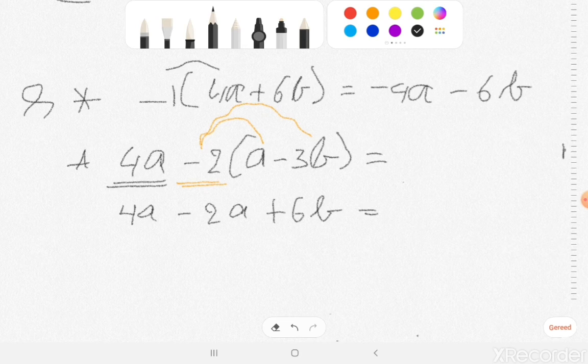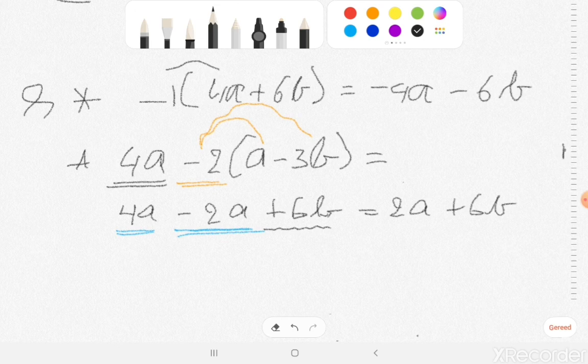Now, if we look at the second line, we see two like terms, the 4a and the minus 2a, not the 6b of course. So we need to simplify them. 4a minus 2a is 2a, and we do nothing with the 6b, so plus 6b is the answer.